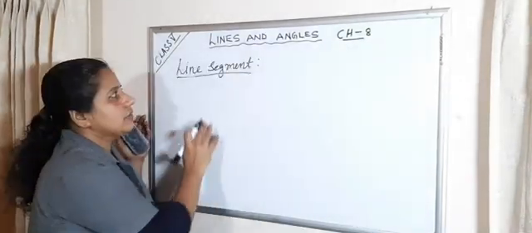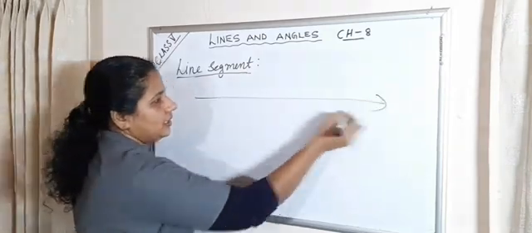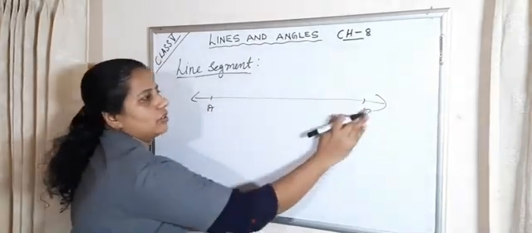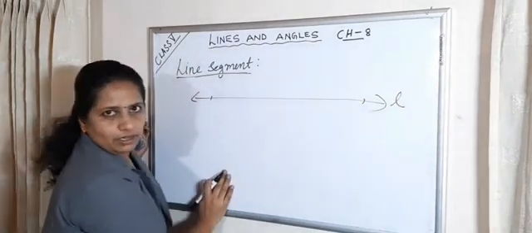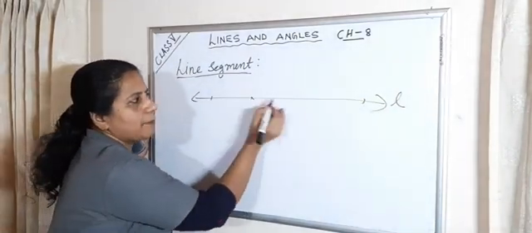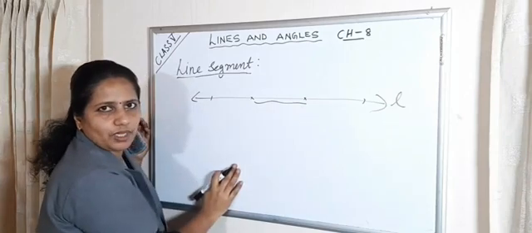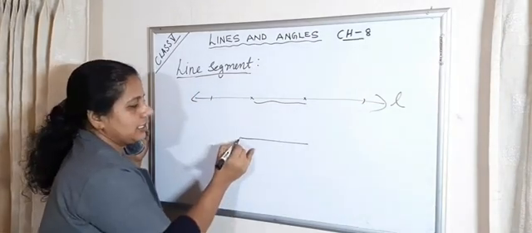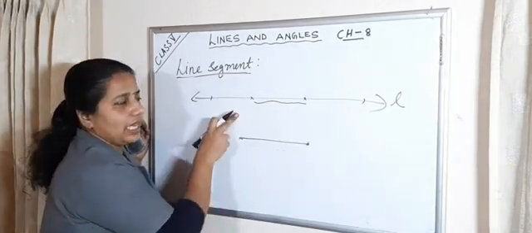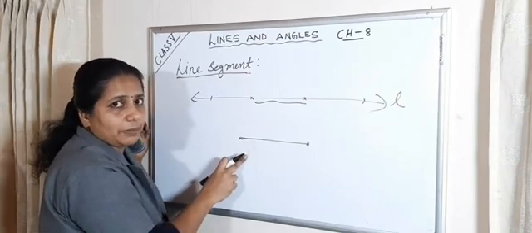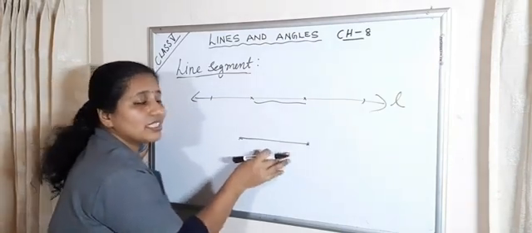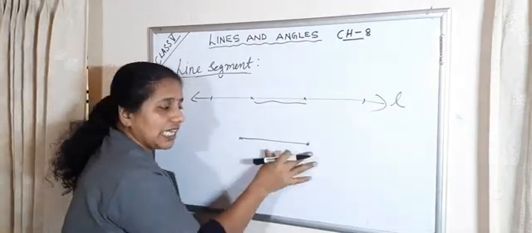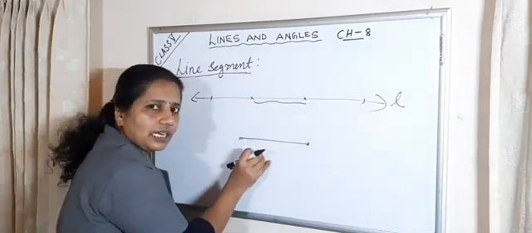Okay? Next one, line segment. This is our line L. Now I'm taking a part of it, and I'm drawing that part here. Then look at here. This has two endpoints. A line has no endpoints, but a line segment has two endpoints. And look at this. This is a part of the line. So it has two fixed endpoints and a fixed length.